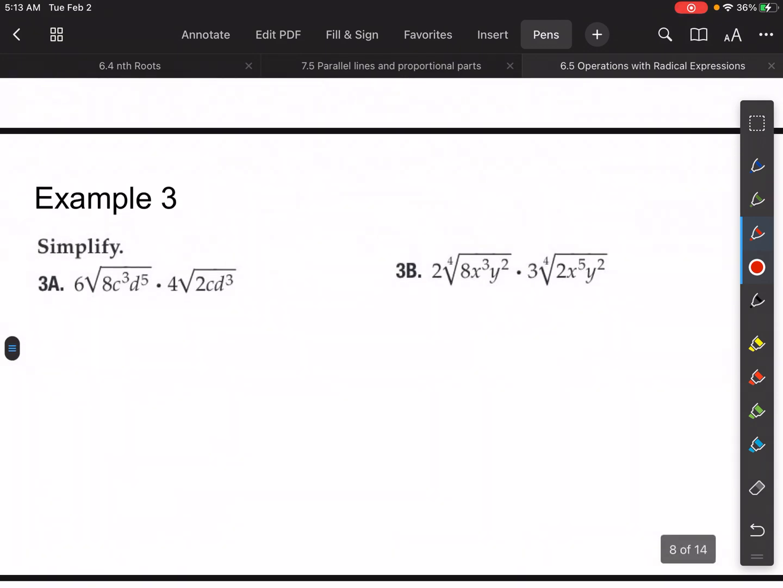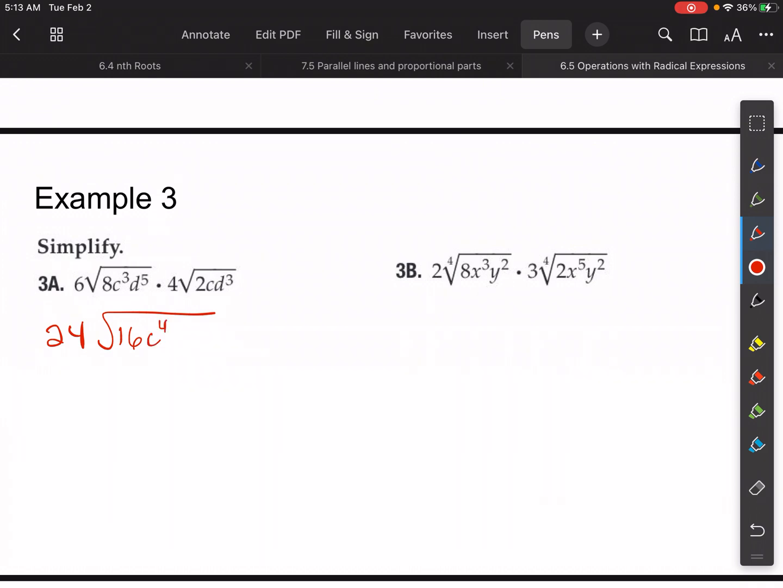Okay, so here we go. Let's look at 3a. For 3a, we're going to multiply these things out. So let's just do that. So 6 times 4 gives me 24. And then let's take the square root here. 8 times 2 is 16. C to the third times c is c to the fourth.